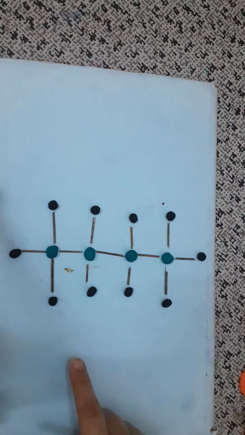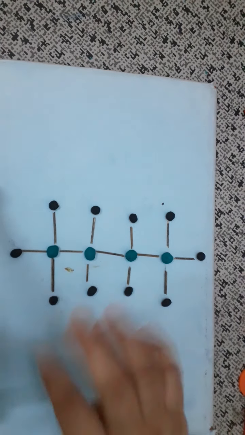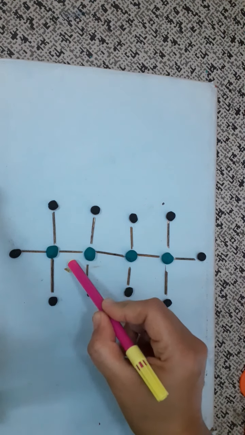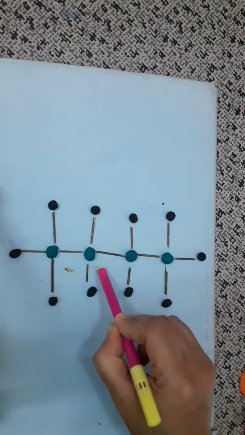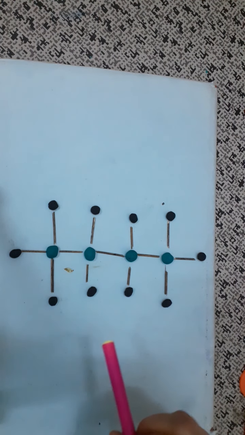You have to count the number of carbons. How many carbons are here, children? 4. So the root word of this compound is "but". And how can I identify whether it is a saturated or an unsaturated hydrocarbon? By checking the type of bond. Here everywhere there is only a single bond, so it's a saturated hydrocarbon.